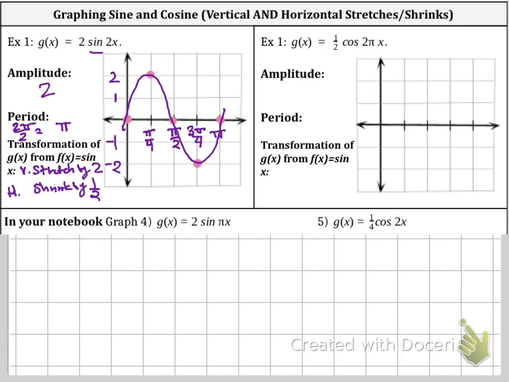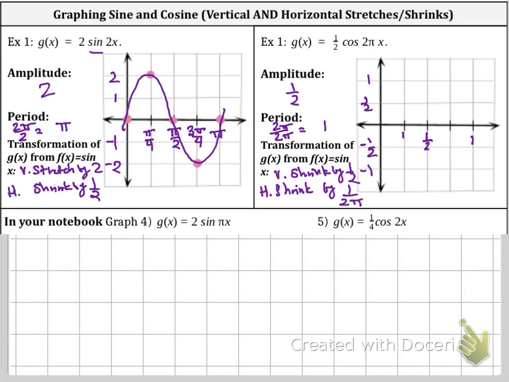Let's do 1/2 cosine of 2 pi x. Our amplitude is 1/2. The period, 2 pi over 2 pi, therefore our period is 1. So we have a vertical shrink by a half, and then a horizontal shrink by 1 over 2 pi. So I'm going to label this as 1/2, 1, negative a half, and this is negative 1. And then our period is 1. So here's 1, half of 1 is half, 1/4, and therefore this is 3/4.